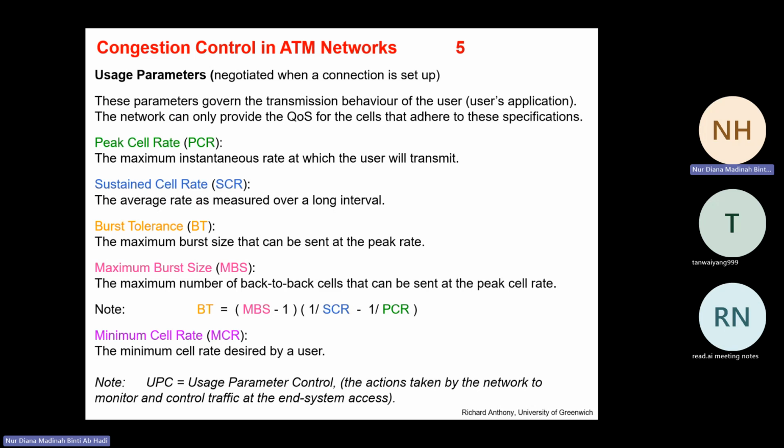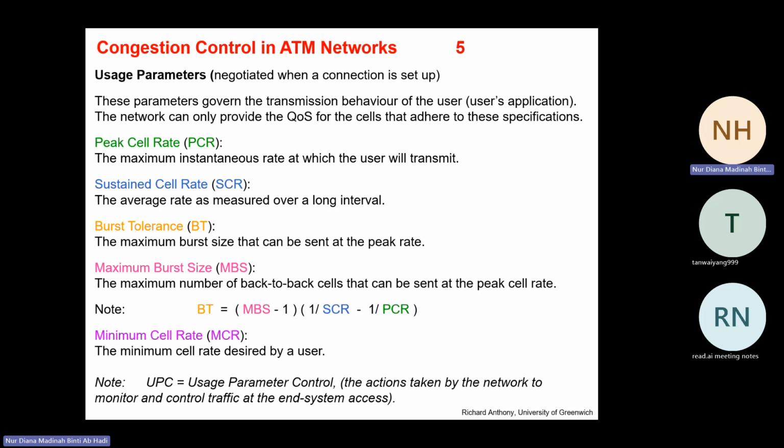So next we proceed with the usage parameter. Usage parameters are usually negotiated when your connection is set up. These parameters govern the transmission behavior of your user's application. Usually your network can only provide QoS for cells that adhere to this specification. There are a few specifications: PCR, SCR, BT, MBS, and MCR.